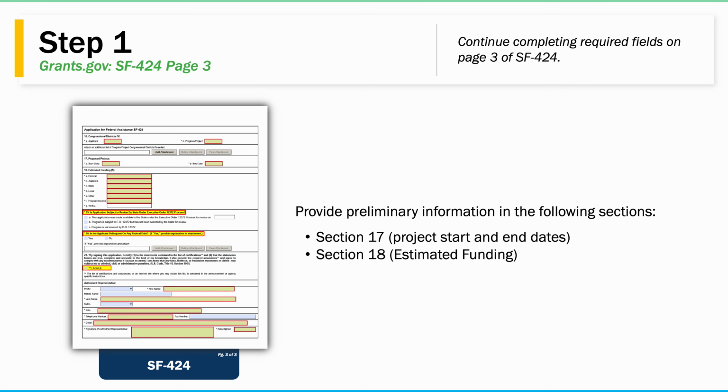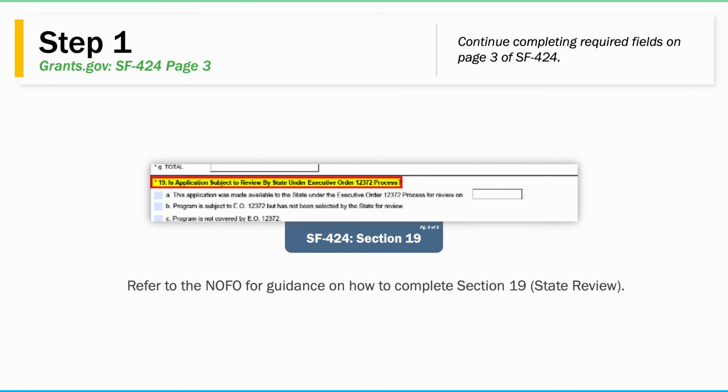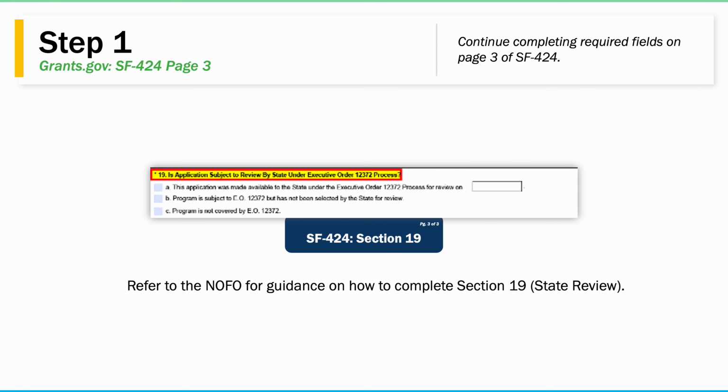Let's keep going with the required fields on page 3 of the SF-424. Here's what you'll need to include. In Section 17, enter the project start and end dates. For Section 18, provide your estimated funding amounts. Be sure to check the NOFO for specific instructions on how to complete Section 19, which covers state review.